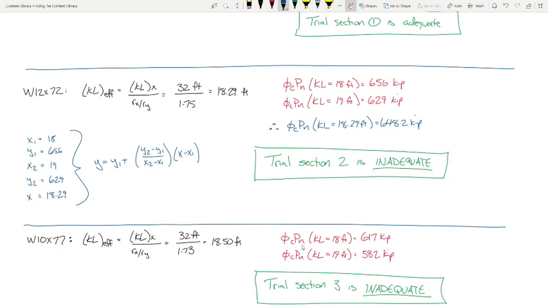Okay. All right. What we're going to do next time, just so everybody's aware, this is our last lecture on columns. As I mentioned earlier, what we're going to be doing next time for the rest of the semester is focused on beams. So remember those shear and moment diagrams you did in structural analysis? Guess what? They're coming back.